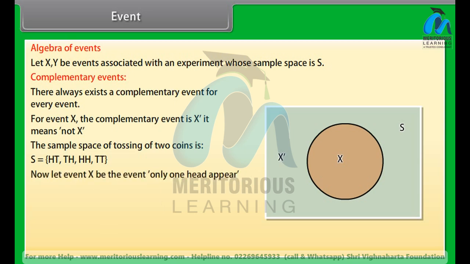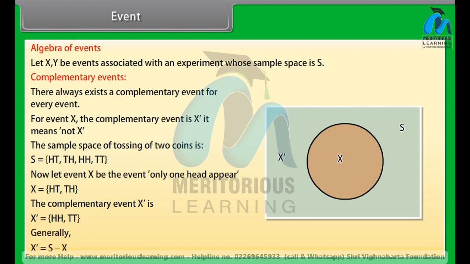Now let event X be the event only one head appears. X = {HT, TH}. The complementary event X dash is X dash = {HH, TT}. Generally, X dash = S minus X.